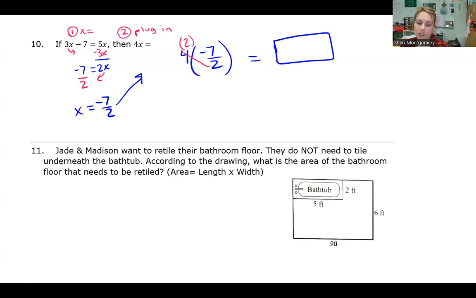We have one last question. Jade and Madison want to retile their bathroom floor. They do not need to tile underneath the bathtub. According to the drawing, what's the area of the bathroom floor that needs to be retiled? Do that one on your own, and I will tell you the answer. Make sure that you show work.